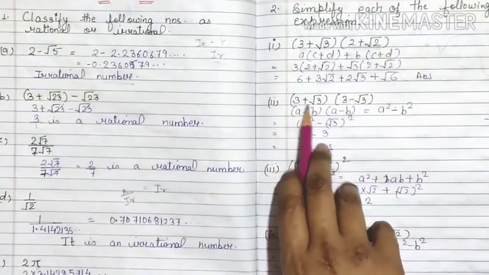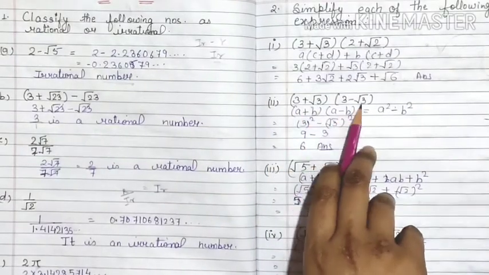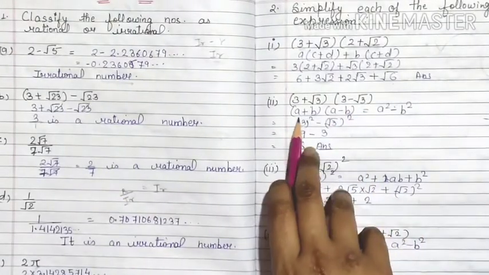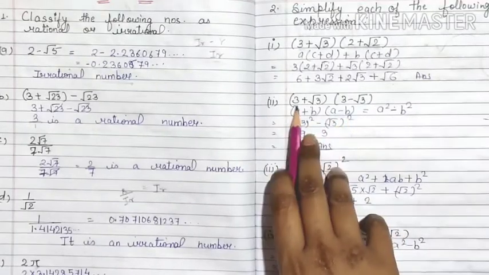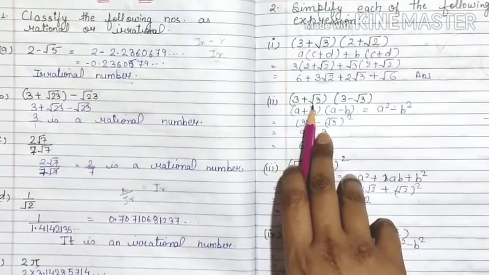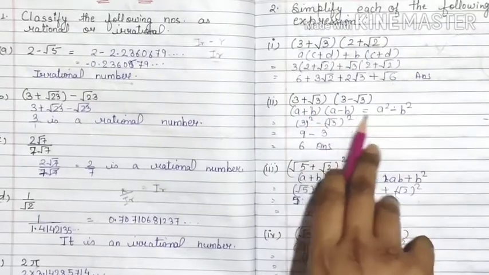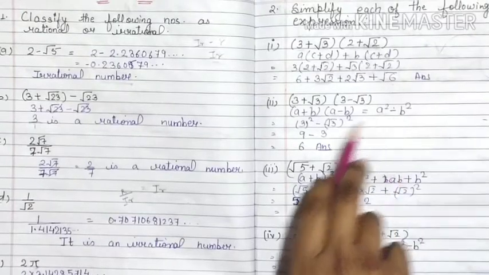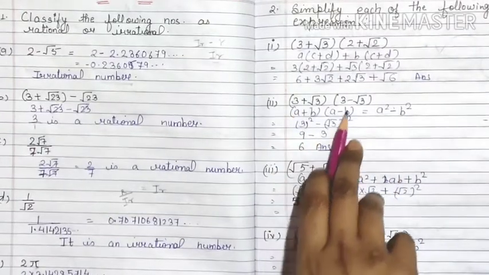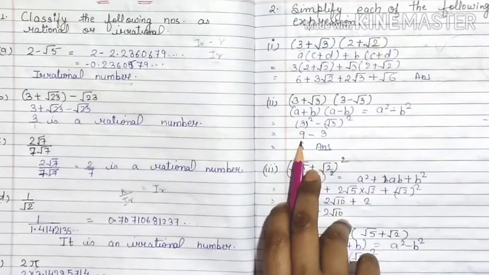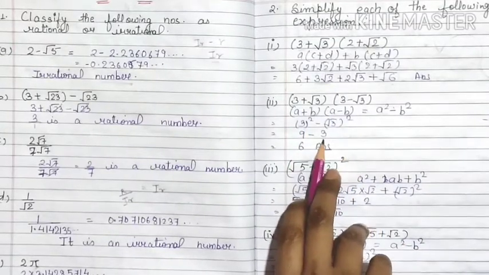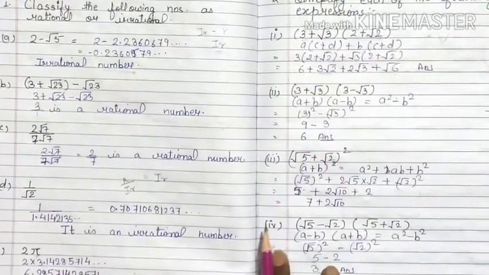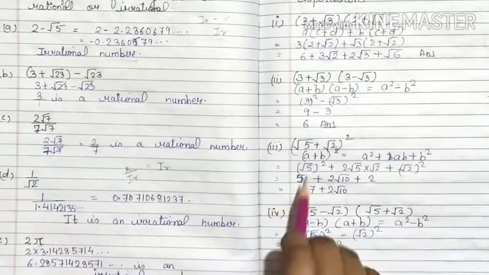2. 3 plus root 3 and 3 minus root 3. We can use an identity. It is a plus b and a minus b. Here 3 is a and root 3 is b. So, the answer is a square minus b square. 3 square and root 3 square. So, 3 square is 9 and root 3 squared is 3. 9 minus 3, 6. Then the answer is 6.